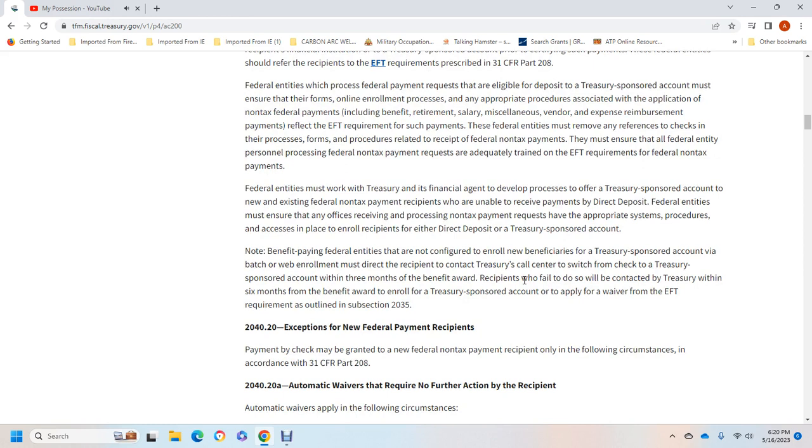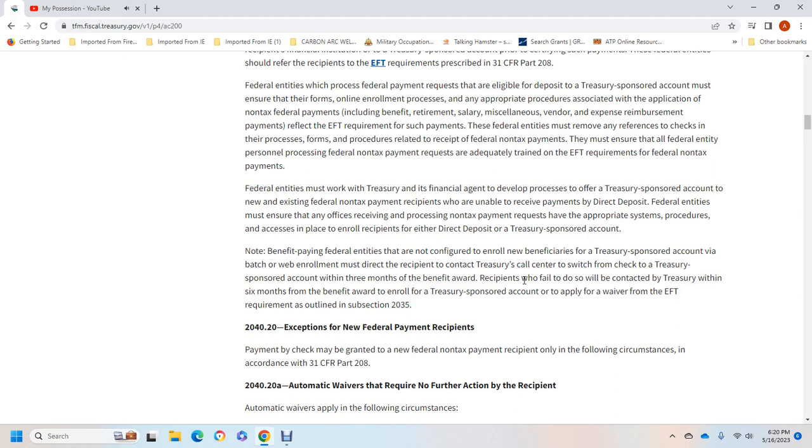either a batch or a web enrollment must interact with the recipient, who will contact the Treasury call center to sign up for the Treasury-sponsored account within 3 minutes. For benefit awards, a recipient who is able to do so must contact the Treasury within 6 months for benefits of an award that enrolls in a Treasury-sponsored account.